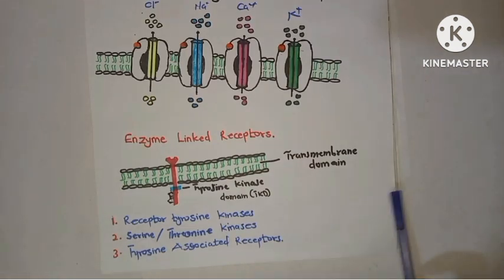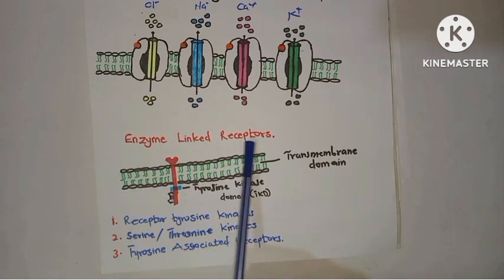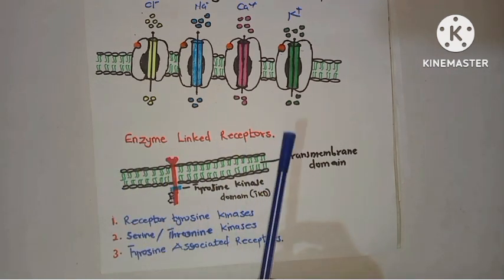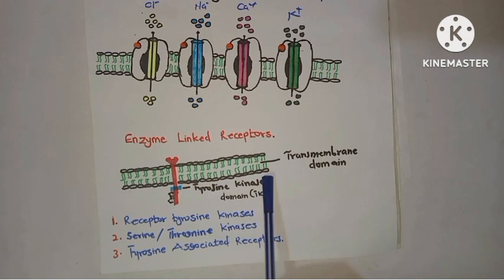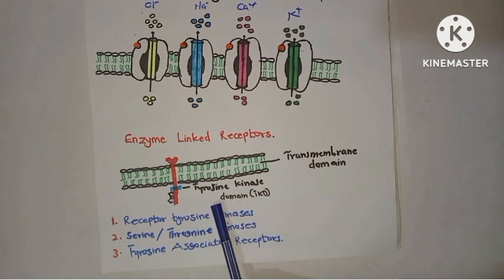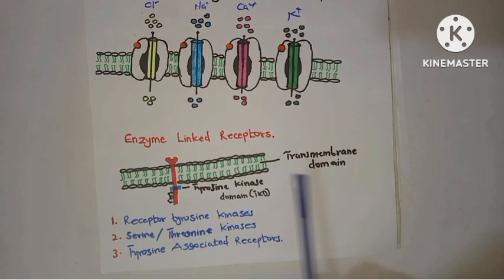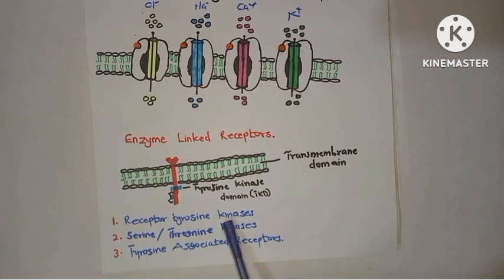Now, the third type of cell surface receptors is what we call the enzyme link receptors. They are called enzyme link receptors because they have an intrinsic enzymatic activity, or they are associated with an enzyme. And this enzyme is usually a kinase enzyme. So the most common one of this type of receptor is what we call the receptor tyrosine kinases.